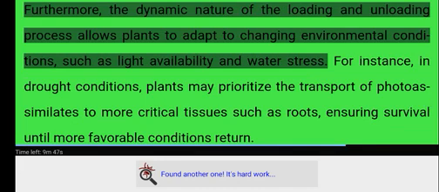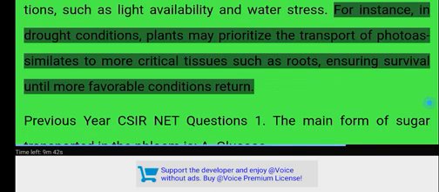Furthermore, the dynamic nature of the loading and unloading process allows plants to adapt to changing environmental conditions, such as light availability and water stress. For instance, in drought conditions, plants may prioritize the transport of photosynthates to more critical tissues such as roots, ensuring survival until more favorable conditions return.